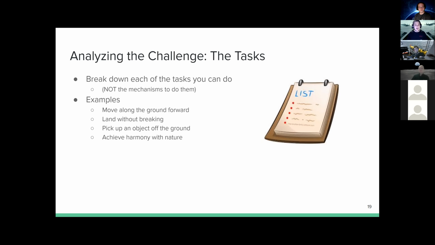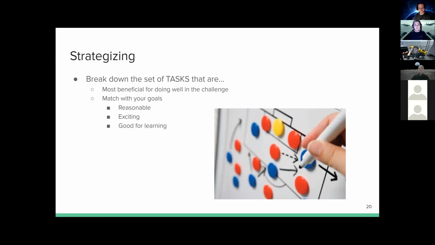So making sure to list out the actual tasks, and then you can break down those tasks in terms of how beneficial each one of them is, how they match your goals, how reasonable they are, how exciting they are for you, and how good they are for your learning. That's essential to the point of this project.